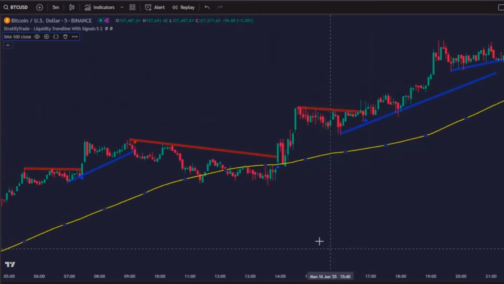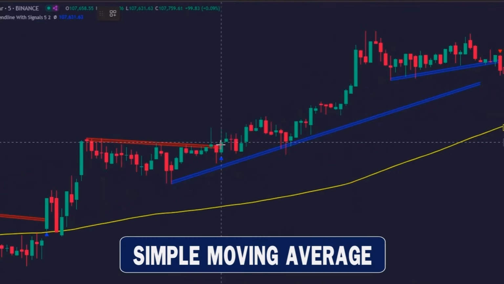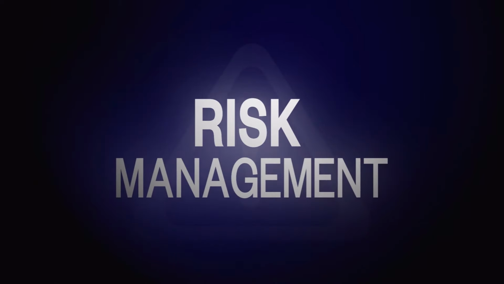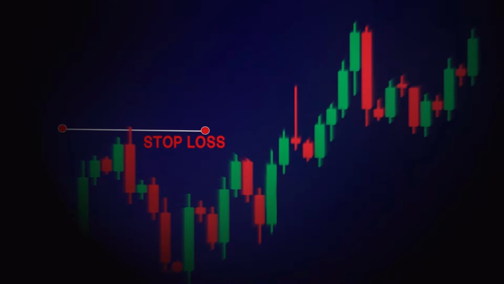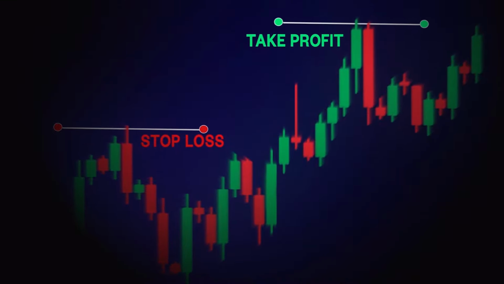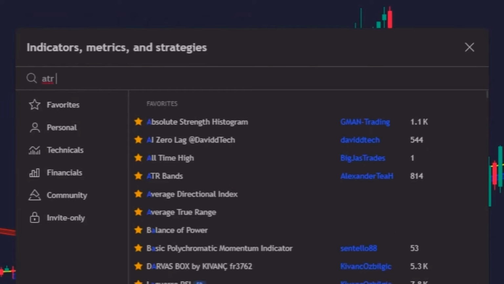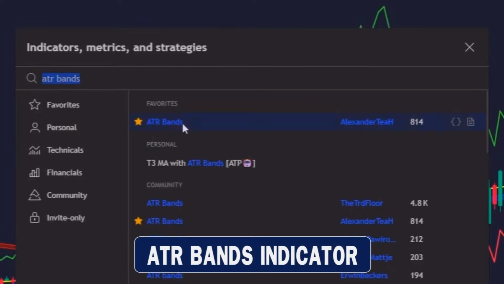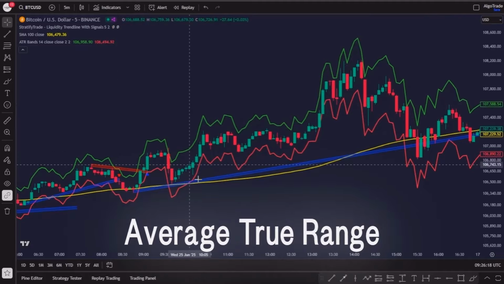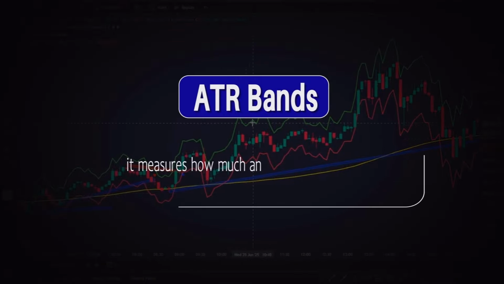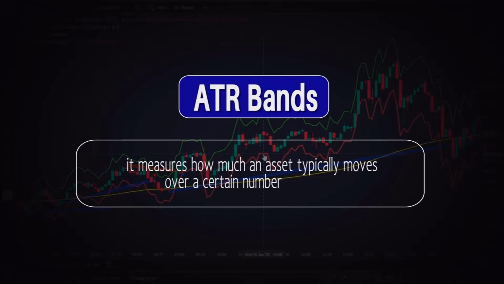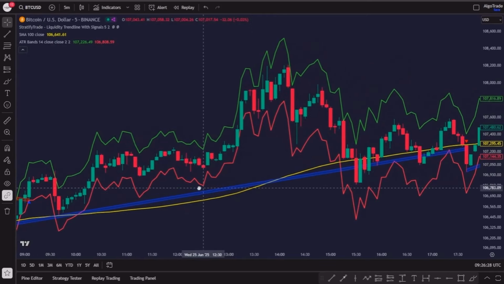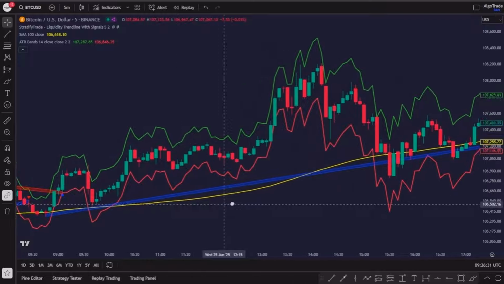Now that we have filtered out bad signals using the SMA and know exactly when to enter a position, let's talk about risk management, specifically how we set up our stop loss and take profit targets. For that, we are going to use one of my favorite free TradingView indicators called ATR Bands. ATR stands for Average True Range, and it measures how much an asset typically moves over a certain number of candles. It's one of the most reliable ways to adapt your risk management to the current market conditions.